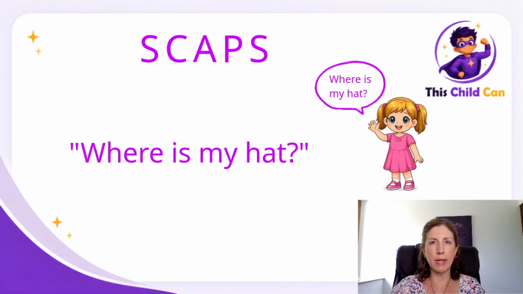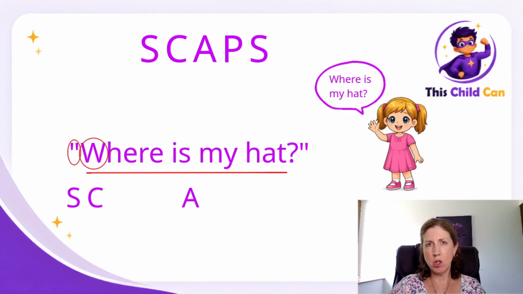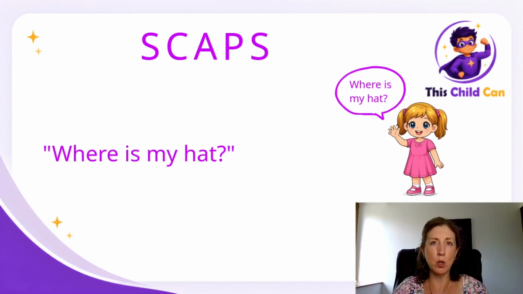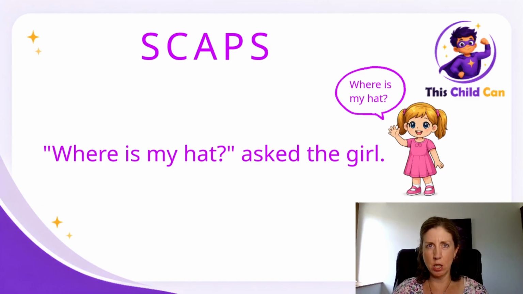Let's just look at that again quickly. Speech marks, capital letter, actually said, punctuation, speech marks. So we open the speech, we use a capital letter, we build the sentence, we end the sentence with a punctuation mark, and then we close the speech with the speech marks. Now we just have to add who is speaking. So our sentence now reads, "Where is my hat?" asked the girl. Asked the girl shows us who is speaking, and it doesn't go inside the speech marks because they are not the words the girl actually says. She only says, "Where is my hat?"